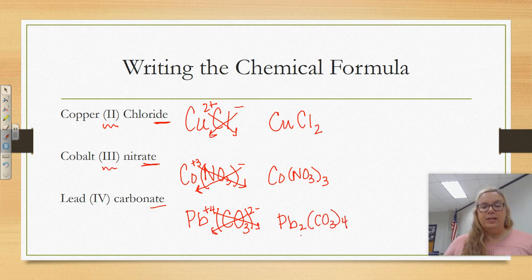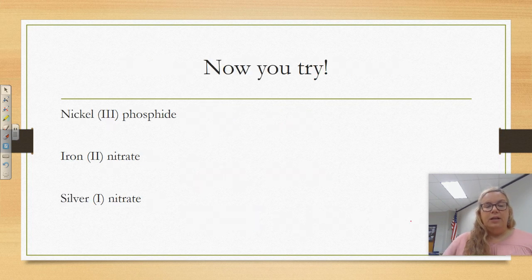Pb2(CO3)4. Now here's the interesting part, and this is kind of hard, and I want you to pay attention. You see the 2 here and the 4 here, that's not in the lowest terms because they're both multiples of 2. So we're going to write that as Pb and then carbonate CO3 with a 2 on the outside. This is the reduced version here. Now you try. Pause the video and give it a try.